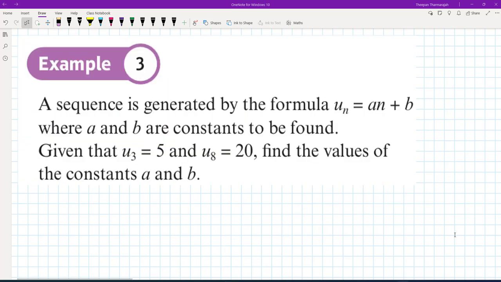Here's the second example. A sequence is generated by the formula un equals an plus b, where a and b are constants to be found. Given that u3 equals 5 and u8, or u subscript 8, is equal to 20, find the values of the constants a and b. We write down the nth term: un just means the nth term, which is an plus b.